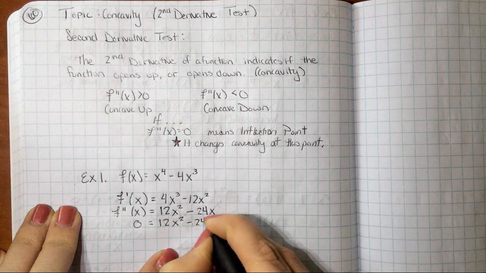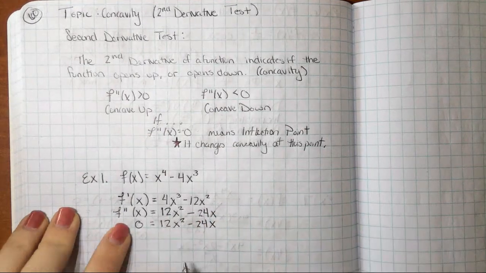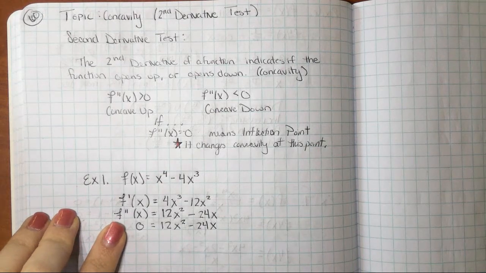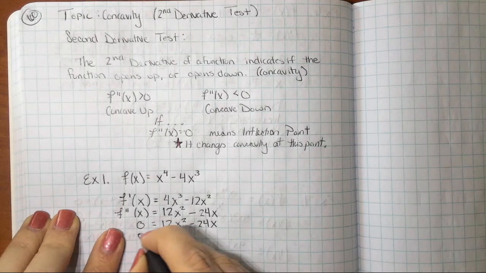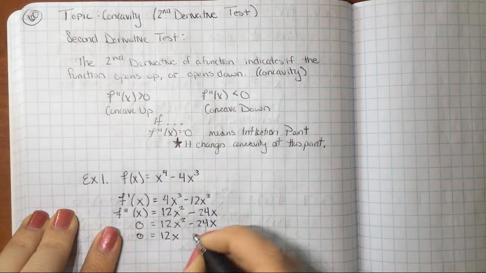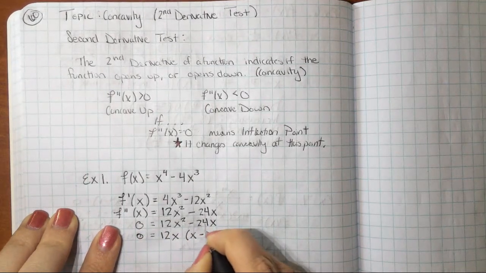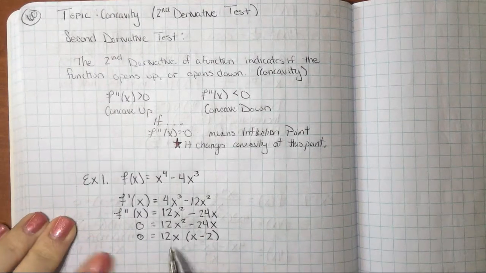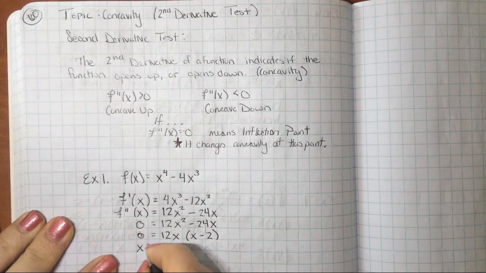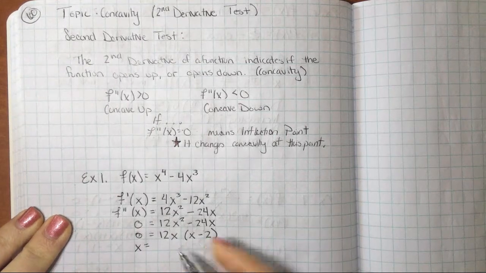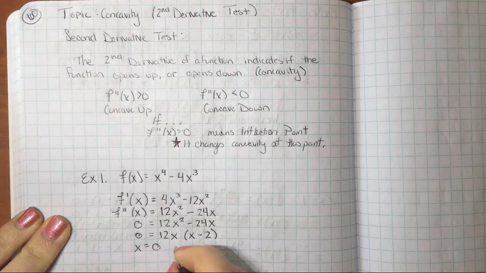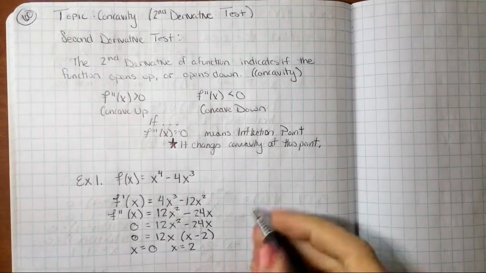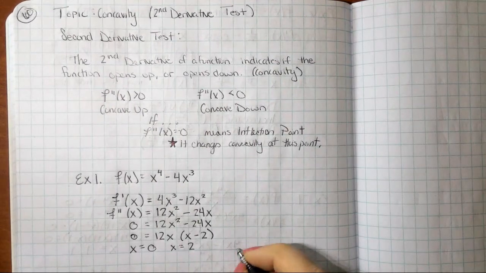Okay. But before I attempt to find inflection points, what you guys will notice is you want to factor this. Is there anything that factors out of both of those terms? 12x, exactly. So 0 is equal to 12x times x minus 2. Which means if I took both of those individually and set them equal to 0, you would find x is equal to positive 2 and also 0. Okay? So these are inflection points, hopefully.